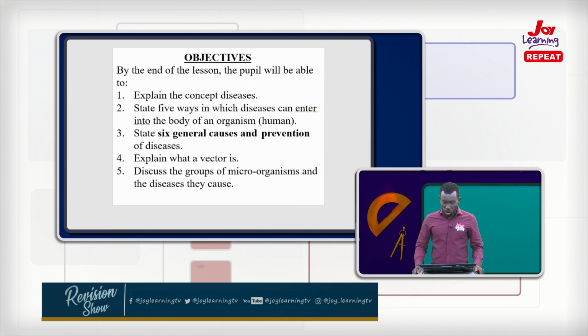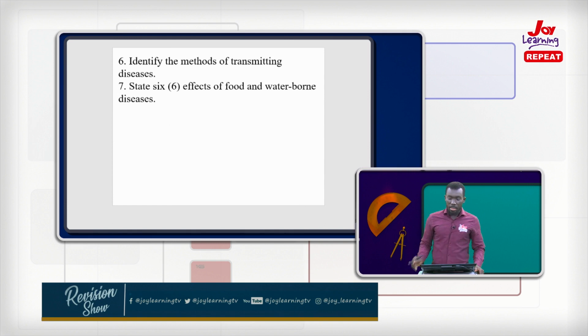5, discuss the groups of microorganisms and the diseases they cause. The 6th one is to identify the methods of transmitting diseases. And the last but not the least is to state 6 effects of food and water-borne diseases.